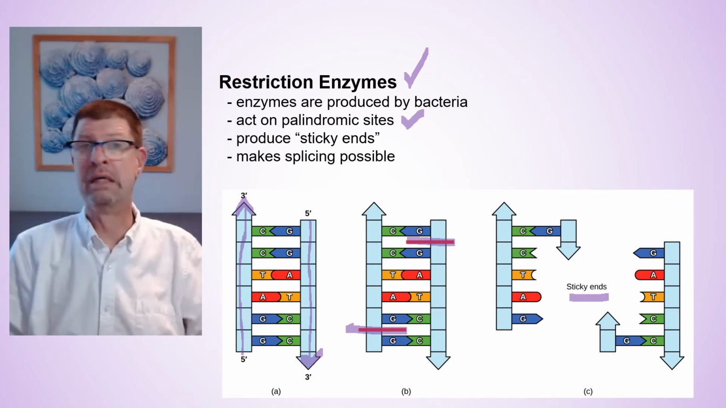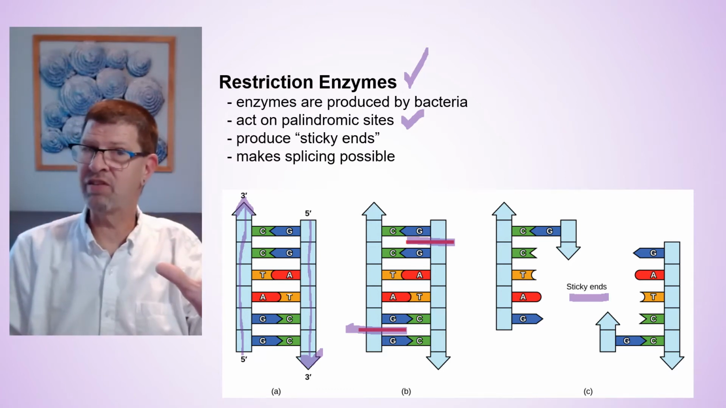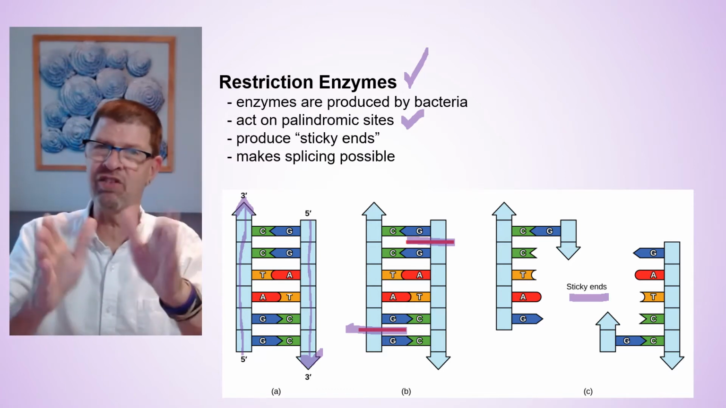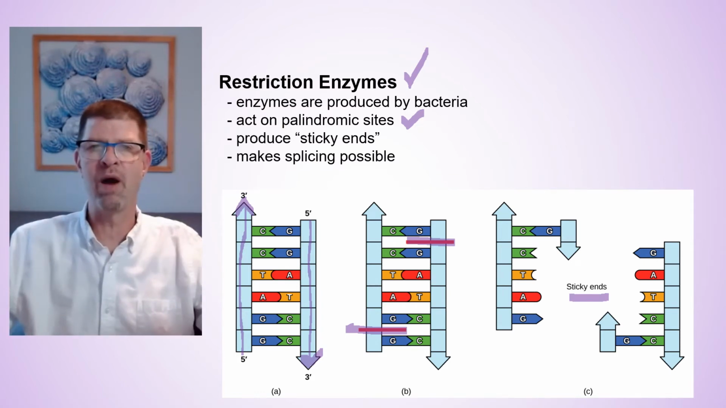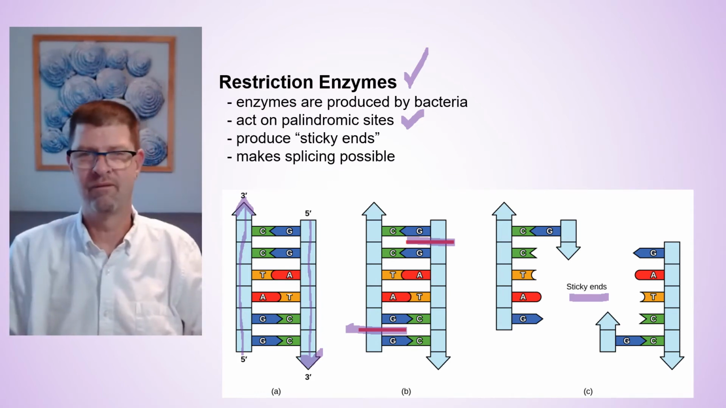Super cool. So polymerase chain reaction makes the copies, restriction enzymes cuts them up, gel electrophoresis sorts them out by size. That's where we are right now.